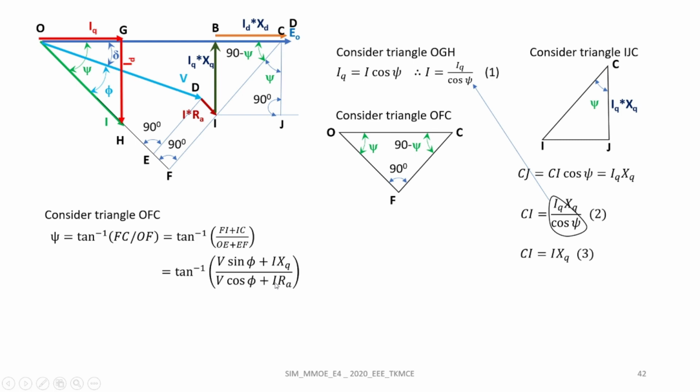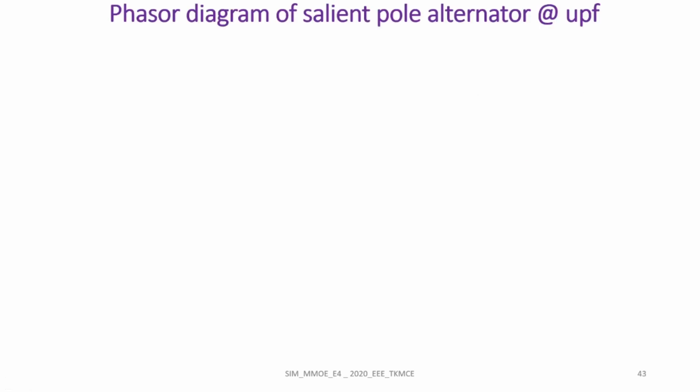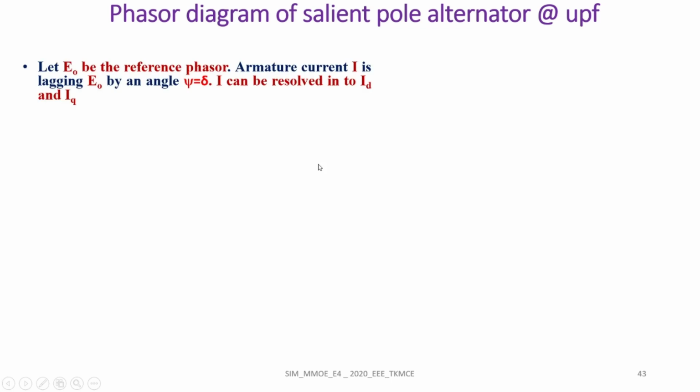Now let's consider the phasor diagram of a salient pole alternator at unity power factor condition. Let excitation EMF E0 be the reference phasor. Armature current I is lagging E0 by an internal power factor angle psi. In this case, the terminal voltage and armature current will be in phase. Why? Because the power factor of operation is unity power factor.